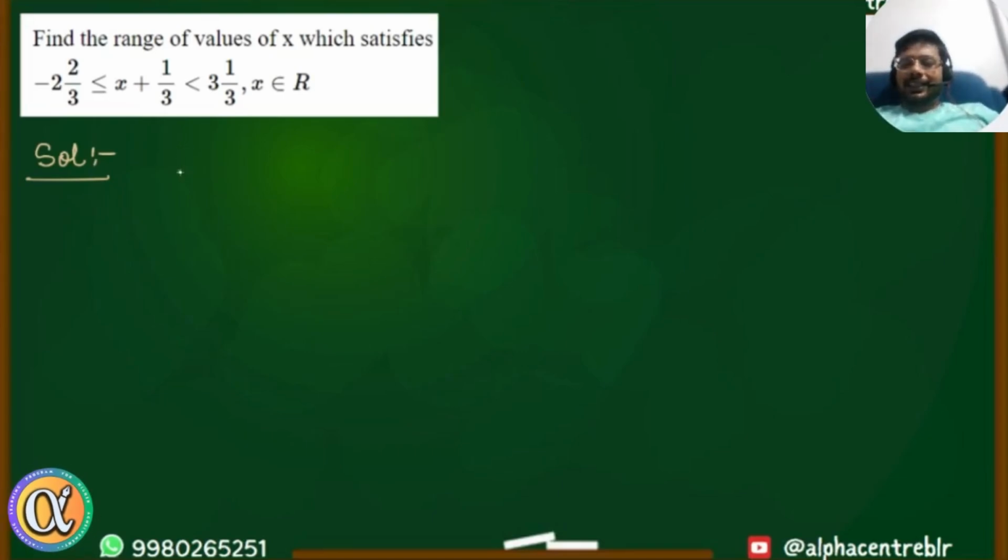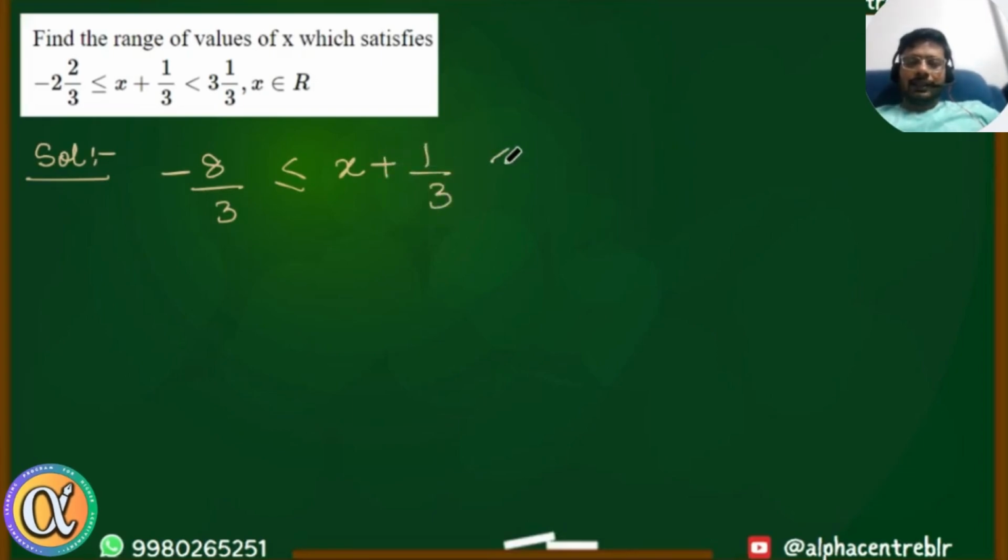Let's write the equation in improper form, because most of the terms are given in mixed fraction form. So we'll convert that to improper form and try to write the inequality. Minus 8 over 3 is less than or equal to x plus 1 by 3 is less than or equal to 10 by 3.